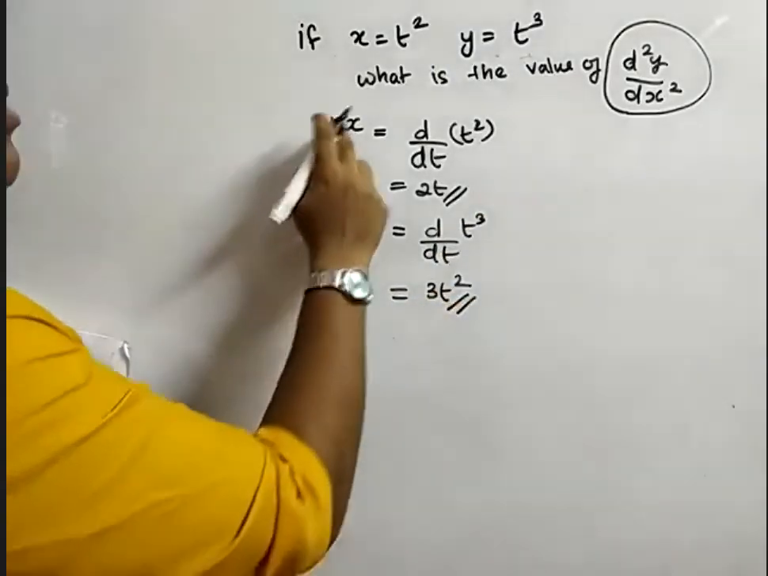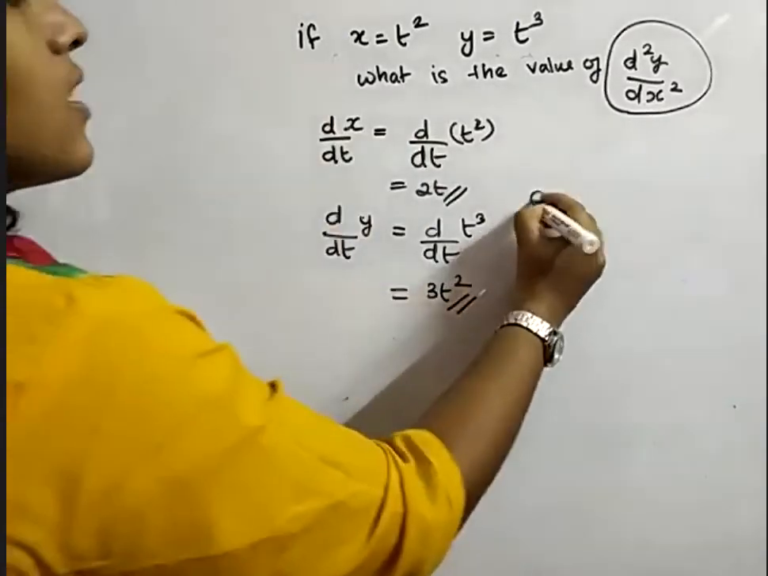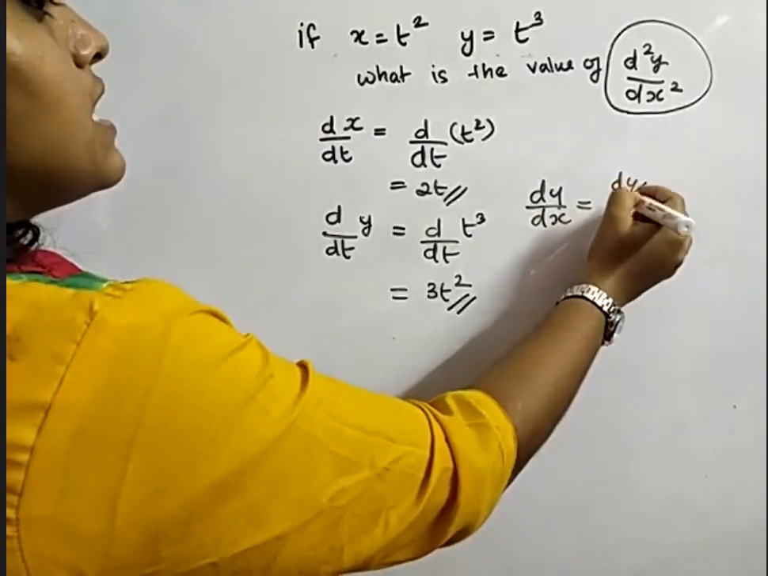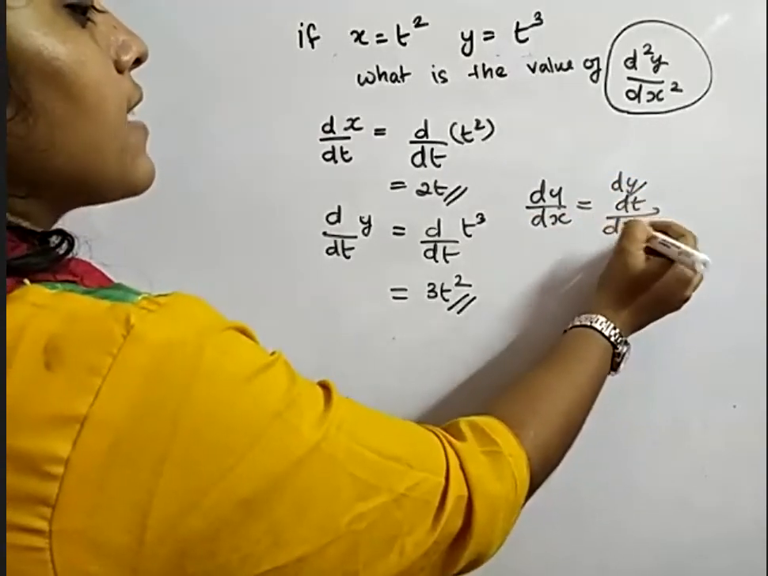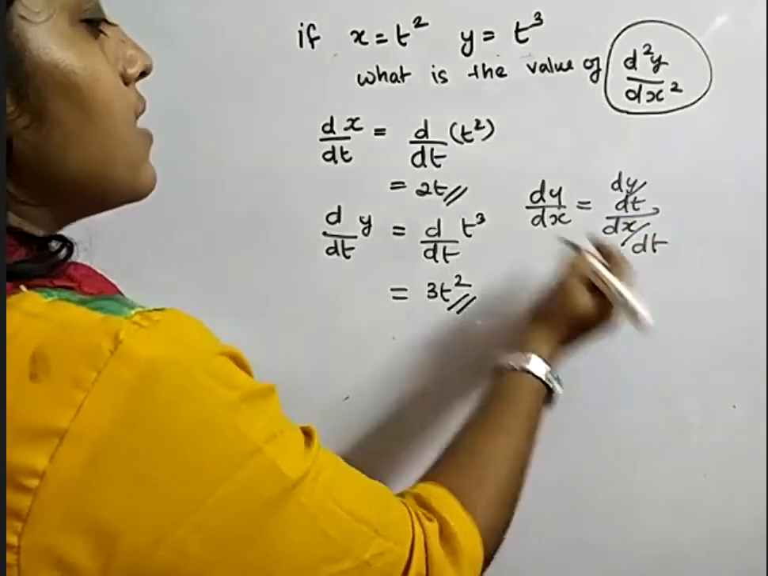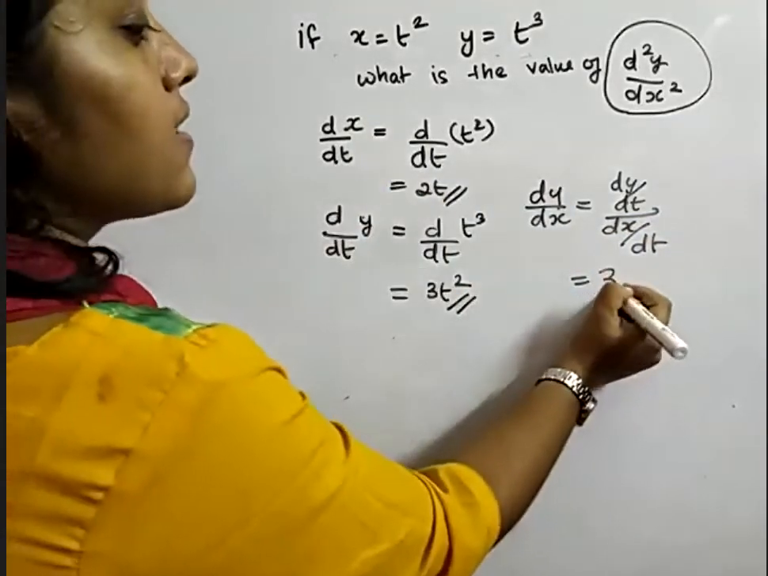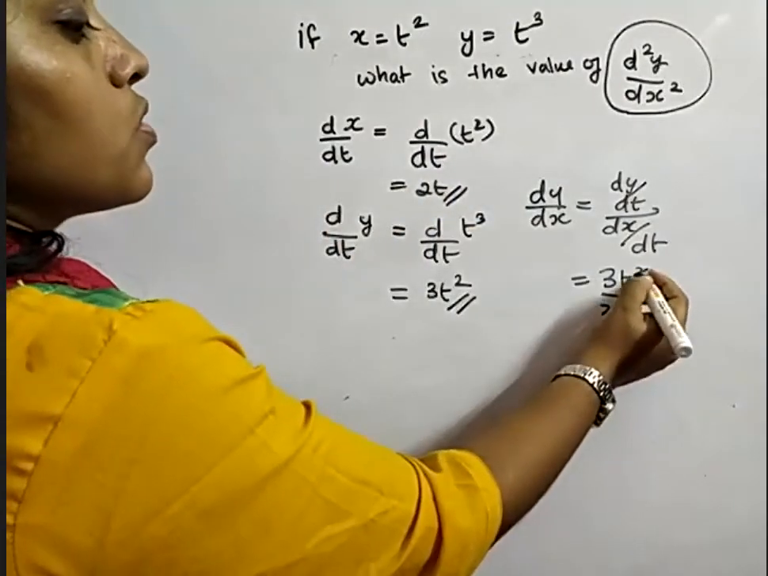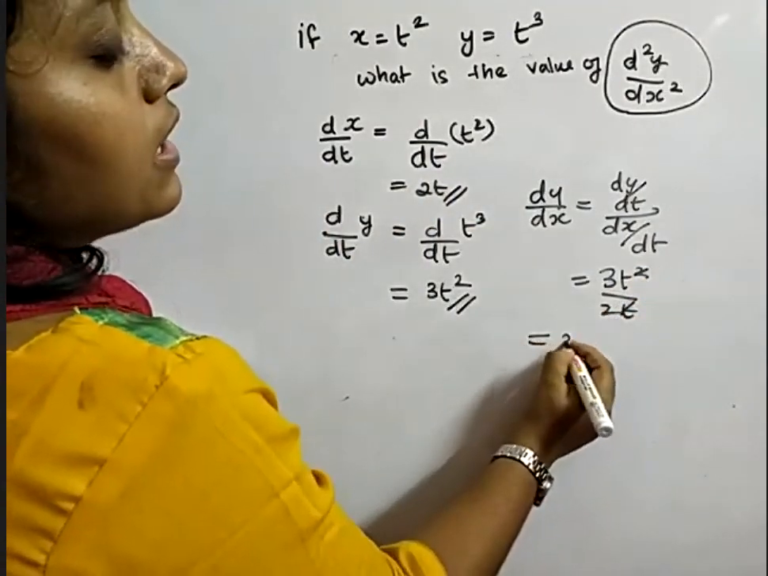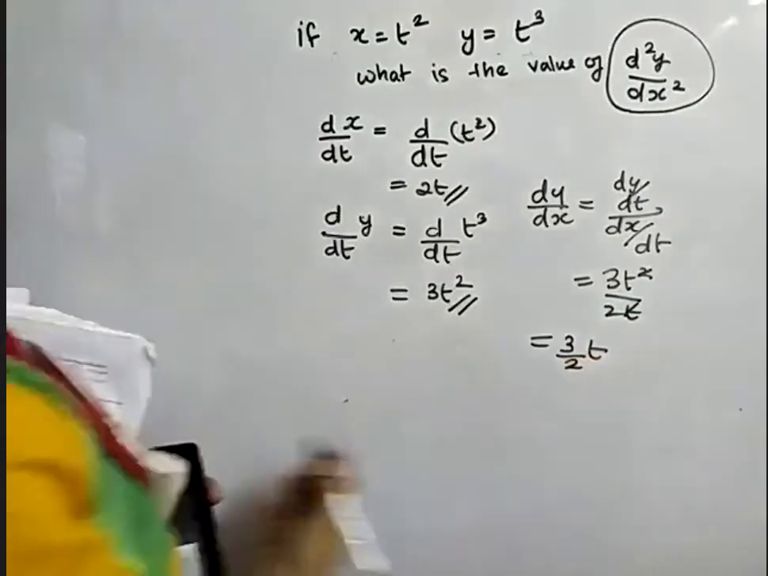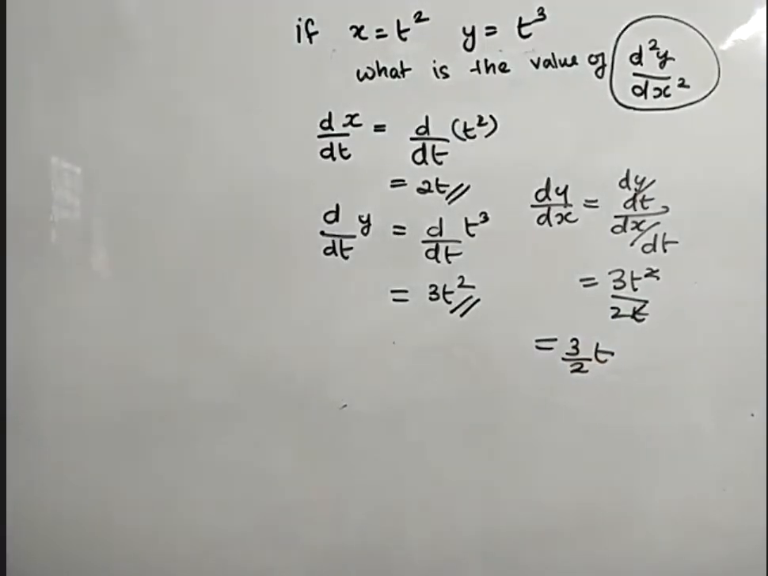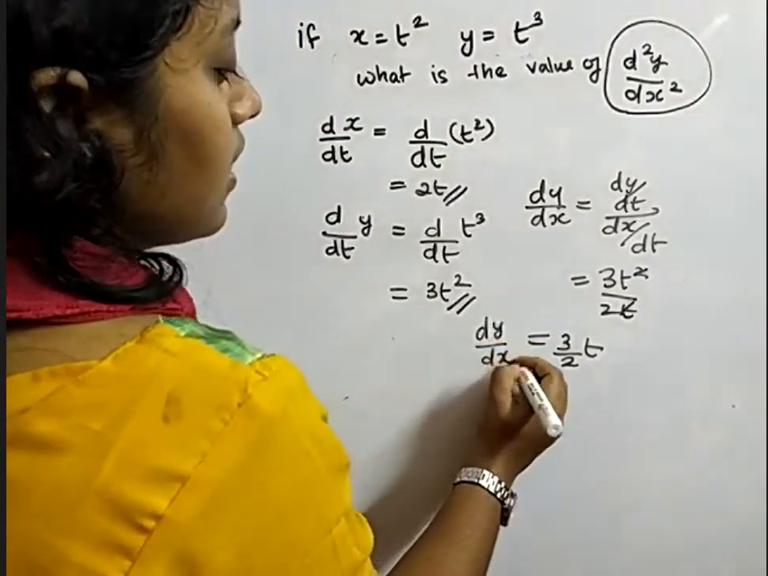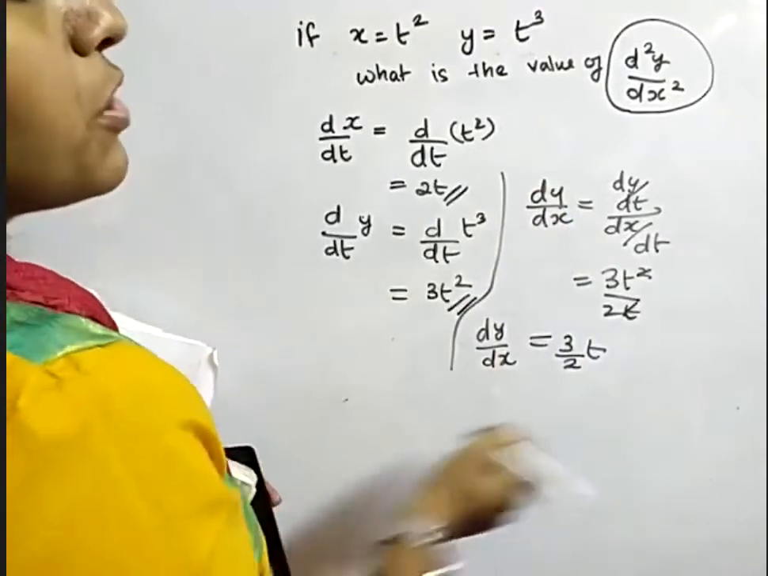Okay. Now what is dy by dx? Dy by dx is dy by dt divided by dx by dt. So dy by dt is 3t square, dx by dt is 2t. So what you will get? 3 by 2t. Now this is dy by dx. Dy by dx is 3 by 2t.